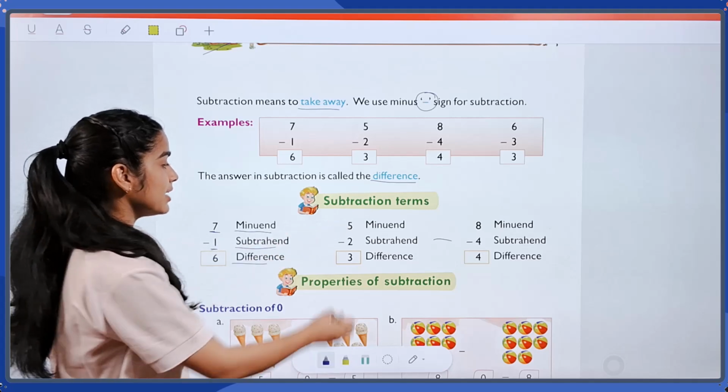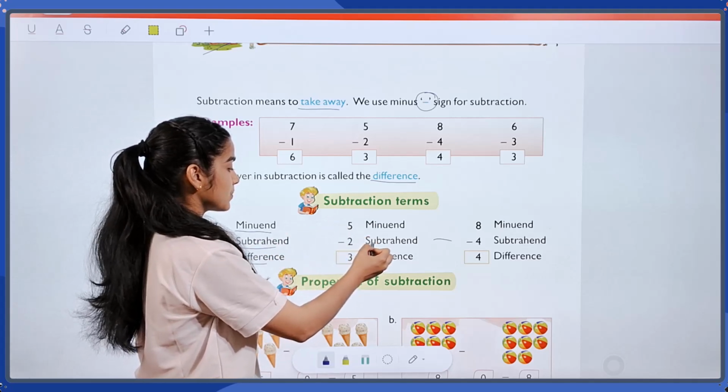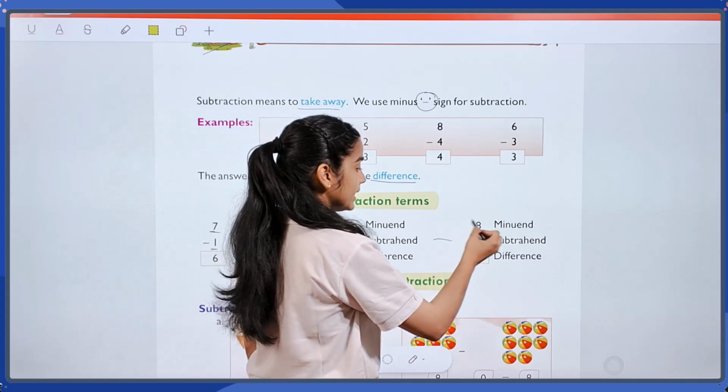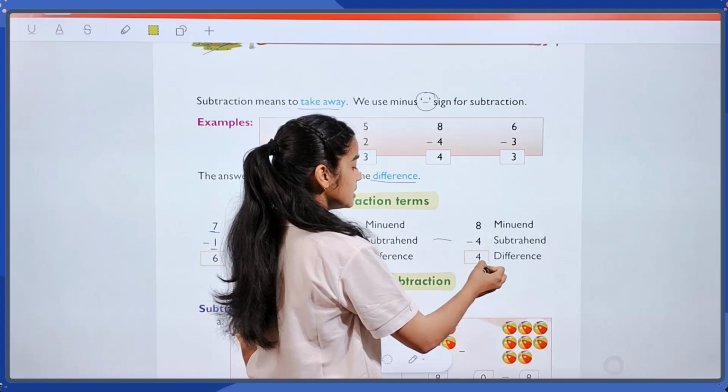So we have 5 minuend minus 2 subtrahend. The answer is the difference, we have 3. The minuend 8 and subtrahend 4, the difference is 4.